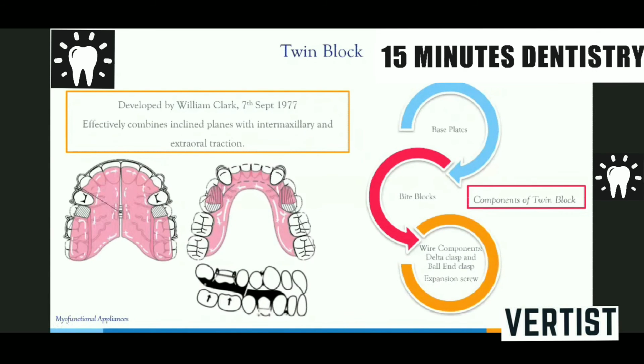We have the twin block biofunctional appliance also, which is most popular because there are two blocks. It's not a single block, unlike the activator, so it is way more comfortable for the patient. It was introduced by William Clark, and it effectively combines the inclined plane, intermaxillary and extraoral traction. You can also incorporate headgears along with this in order to restrict the growth of the maxilla if needed and advance the mandible. The main components of the twin block are the base plates, the bite blocks, and the wire components like the Delta clasp, which is preferred as compared to the Adams clasp. We also have the ball end clasp for additional retention, and expansion screws could be used in the upper arch.